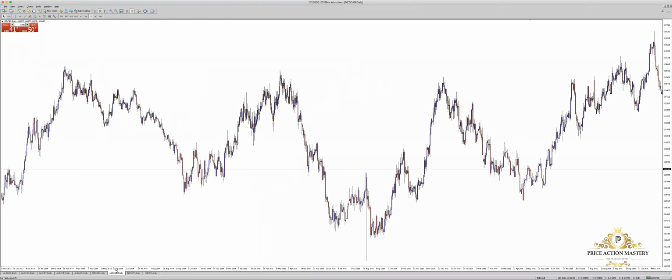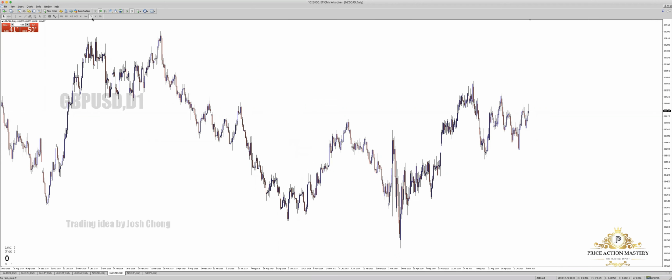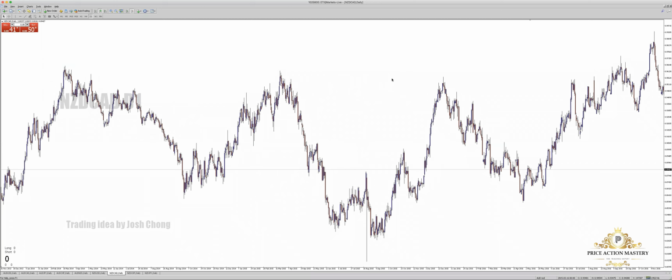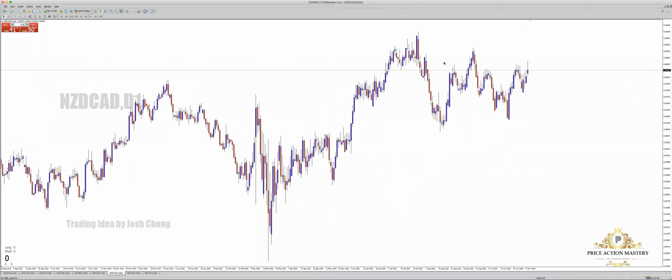The next will be NZD/CAD. For this NZD/CAD, let's look into the bigger time frame. We can see that the market is actually at this level that it broke. And this is the high.